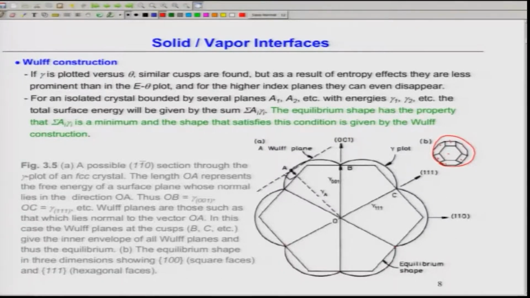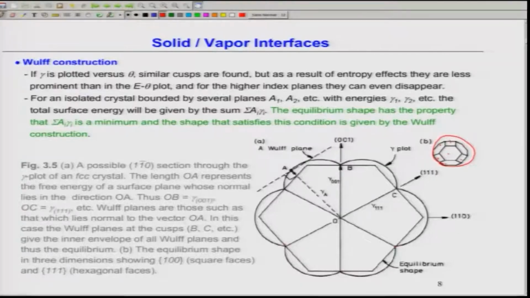Equilibrium says the shape will have a property, okay, that is the very important thing which you should understand. Equilibrium shape means the shape which will be the minimum energy shape; it will have the property that this summation is a minimum, and the shape that satisfies this condition is given by what is known as the Wolff condition or Wolff construction rather. So, virtually it says you must select the planes of the crystal, the bounding surfaces of the crystal, such that the total gamma A is minimum.